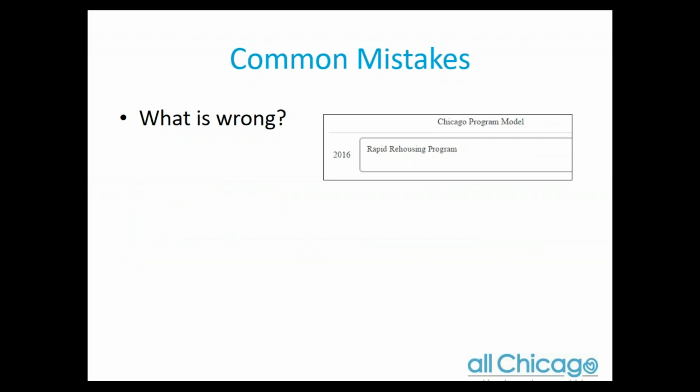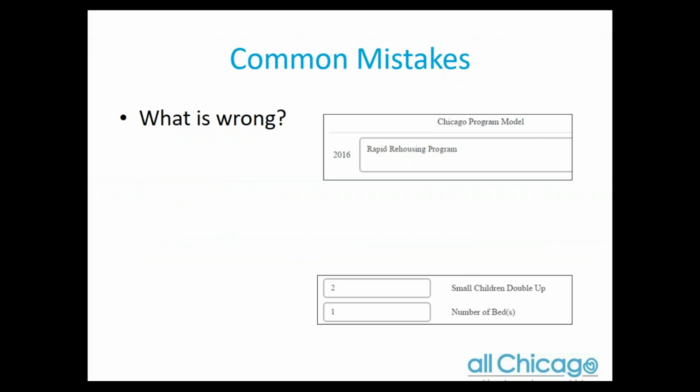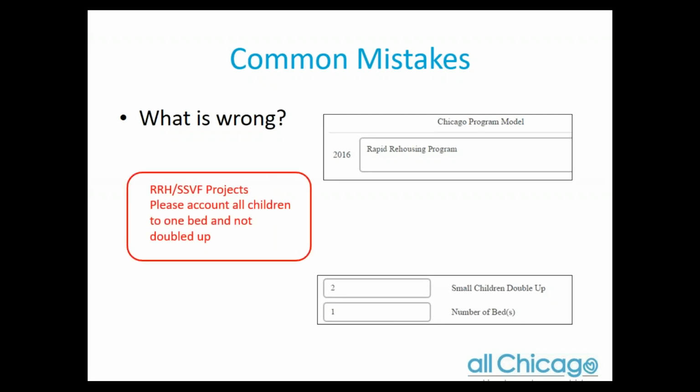All right, here we have a rapid rehousing program. But we have that when they got to their occupancy, they had 2 small children doubled up to 1 bed. For all my programs that are rapid rehousing, SSVF, GPD, please account all children to 1 bed and not doubled up.